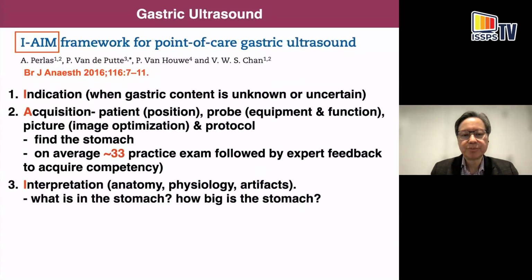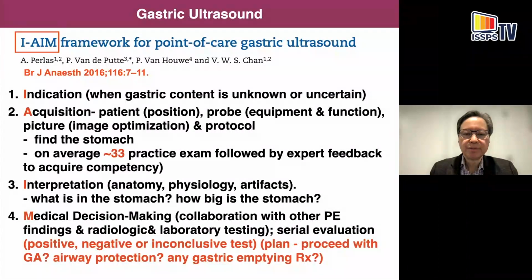I stands for interpretation. Obviously, we need to know the anatomy, the sonoanatomy. In this case, after we identify the stomach, we need to know what's in the stomach. Inside the stomach, is it air? Is it liquid? Is it solid? And also, how big is it? How distended is the stomach?